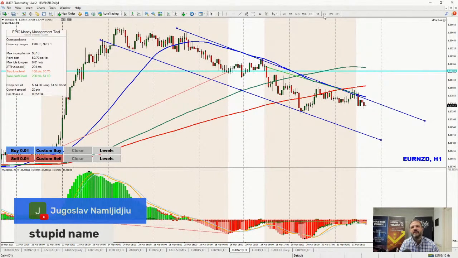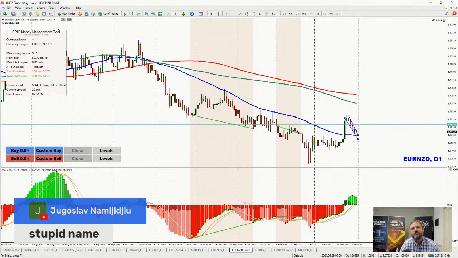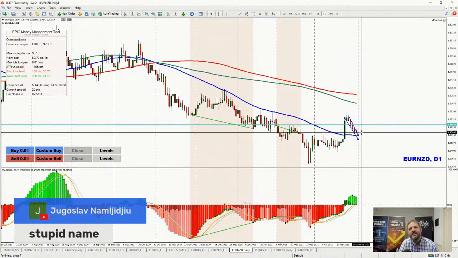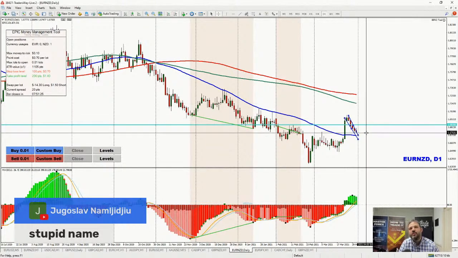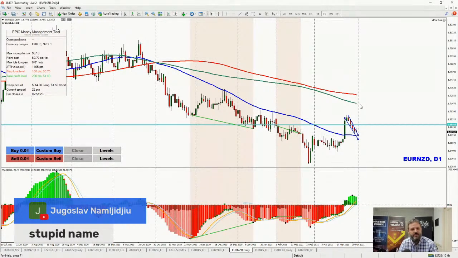I think it could be extremely nice. I think it could be so nice that we could go, let's just say we go here. I think we could get all the way back up to this moving average. So we could have a nice 386 pip trade. How does that sound for you guys? Anyone interested in a 386 pip trade?